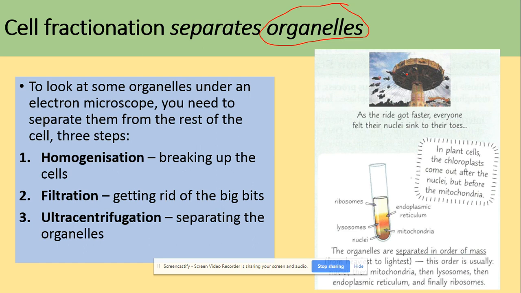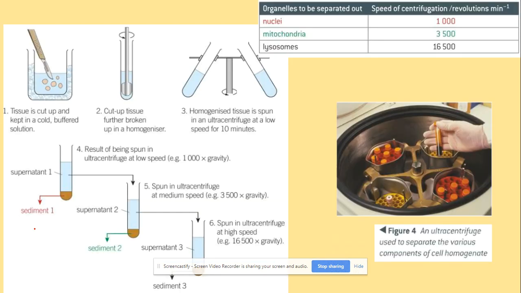So in terms of the process, it's divided into three main stages: homogenization, so breaking up the cell; filtration, getting rid of big bits, so here we mean large debris; and ultracentrifugation, separating the organelles, so here you need to name them. Okay, this is how the process will look.